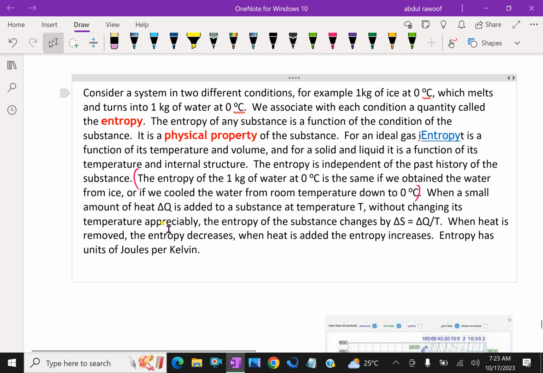When a small amount of heat delta Q is added to a substance at temperature T without changing its temperature appreciably, the entropy of the substance changes by delta S equals dQ by T. When heat is added, the entropy increases. When heat is removed, the entropy decreases. Entropy has units of joules per Kelvin.